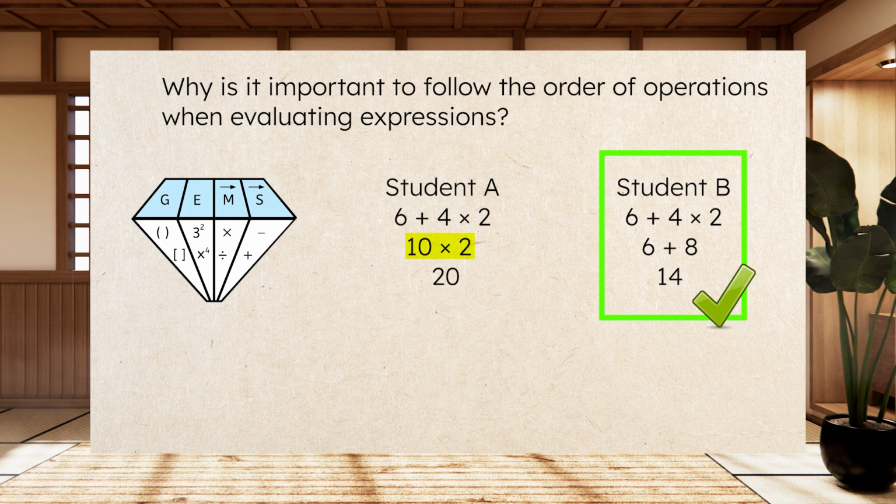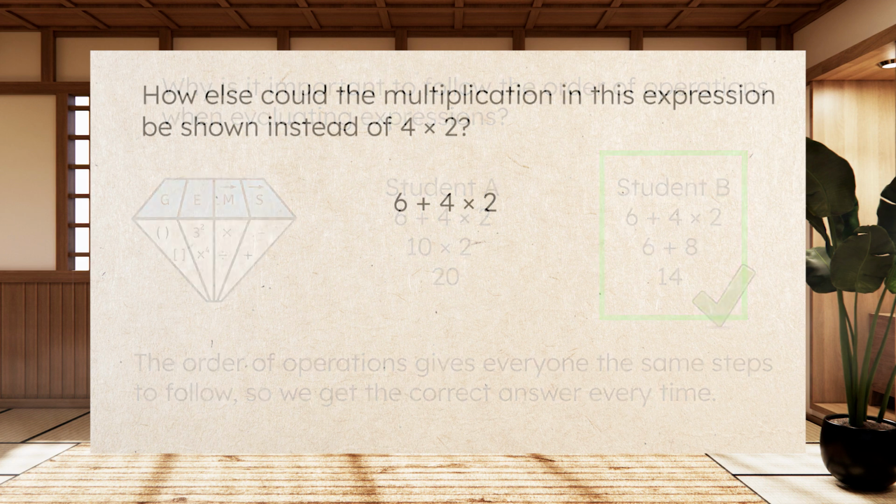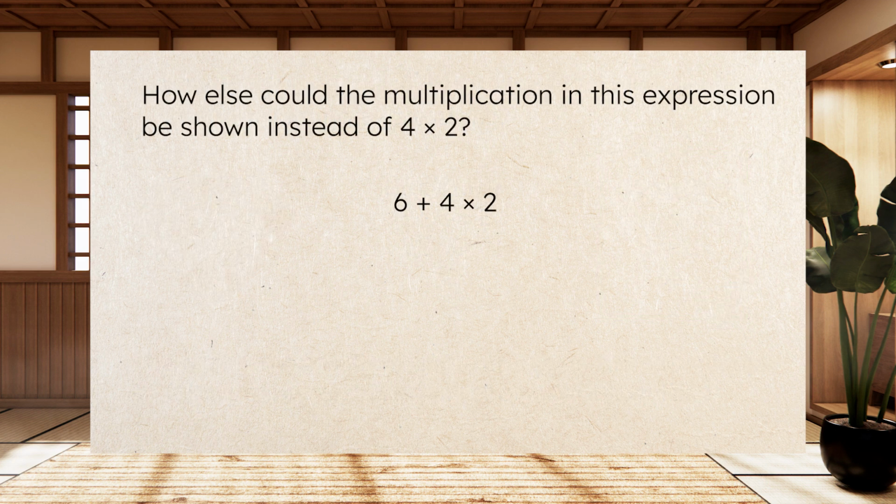Following the order of operations is important because it gives everyone the same steps to follow. Without it, people could evaluate the same expression in different ways, like these students did, and get different answers. Instead of writing 4 times 2 with the regular multiplication symbol, we could also show the multiplication with a dot or parentheses. All 3 notations mean the same thing.